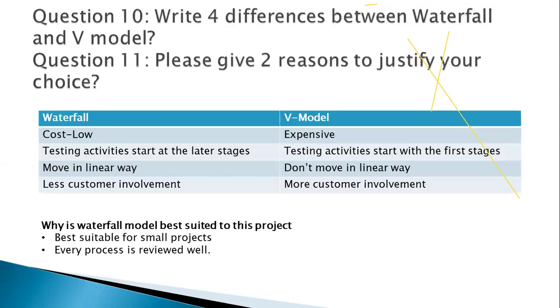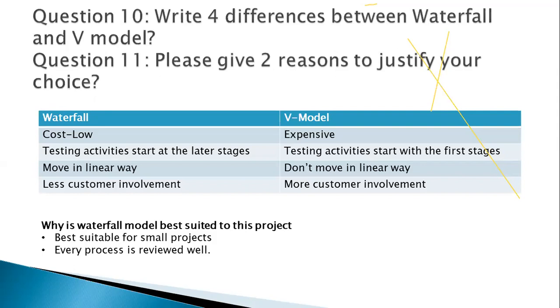Now, write 4 differences between waterfall and V model. So guys, here I have mentioned this. Waterfall is very cost effective. It is very low cost, whereas the V model is expensive, because in the V model we need to design the structure wherein development and testing go in parallel. So we need a lot of resources here, which is why this is a very expensive model to use.